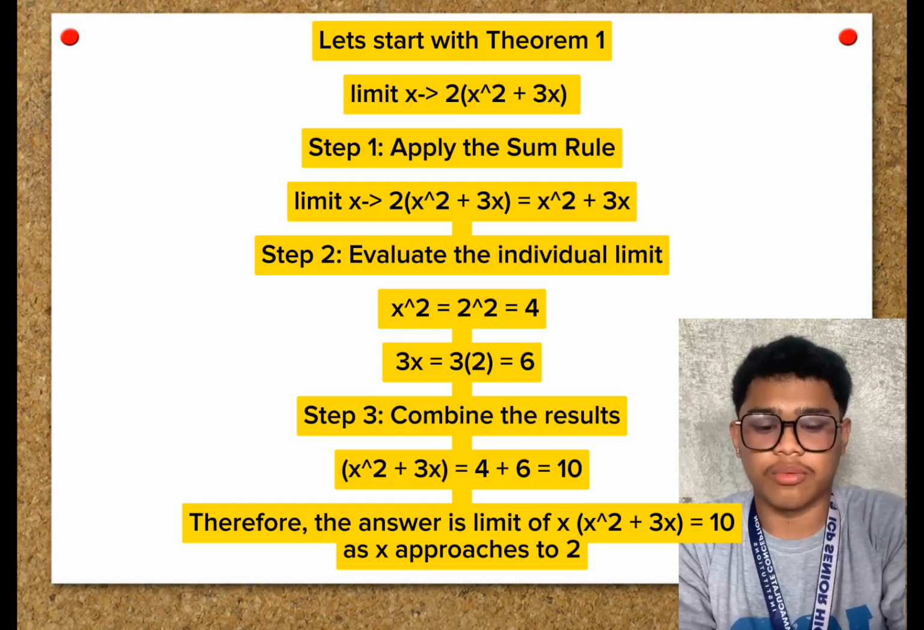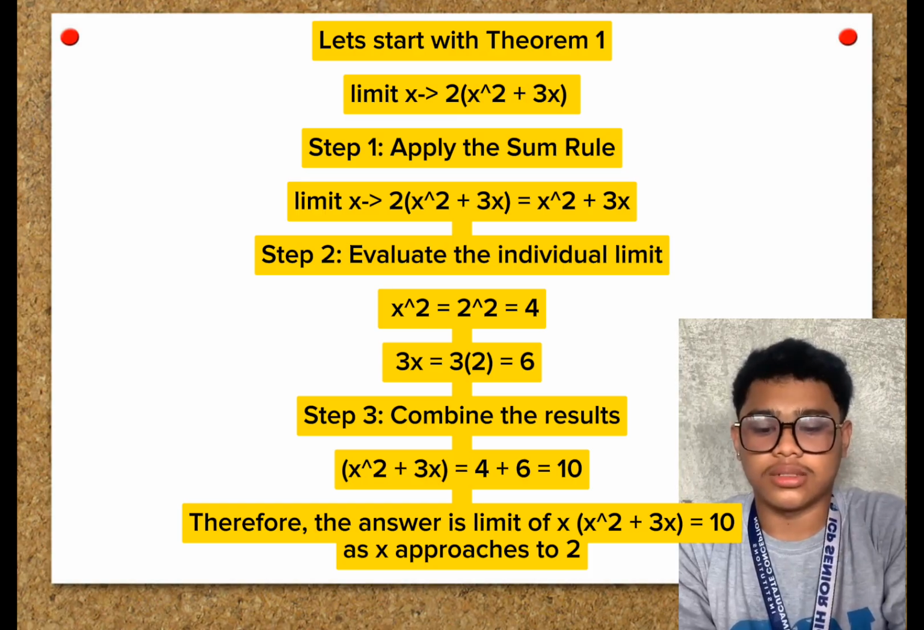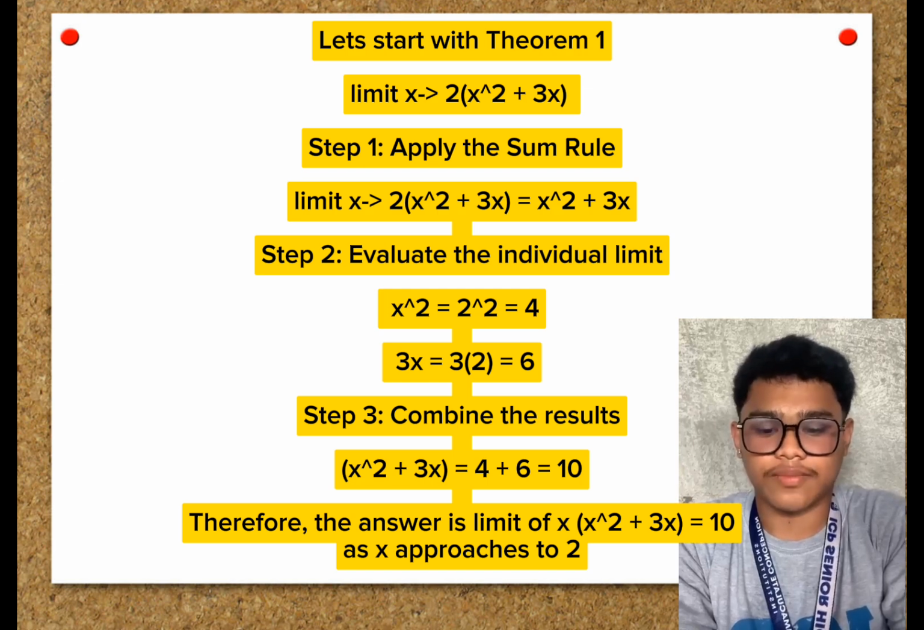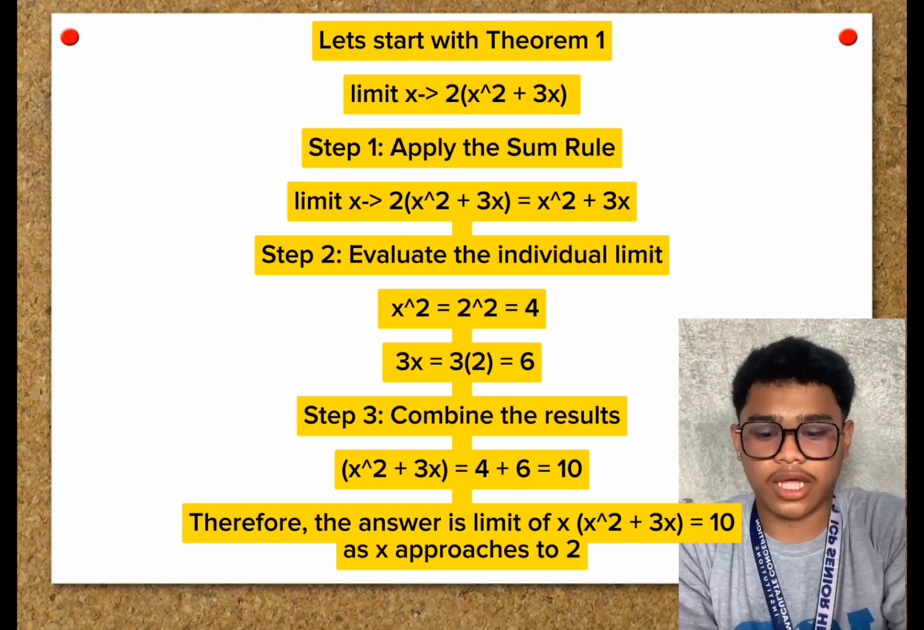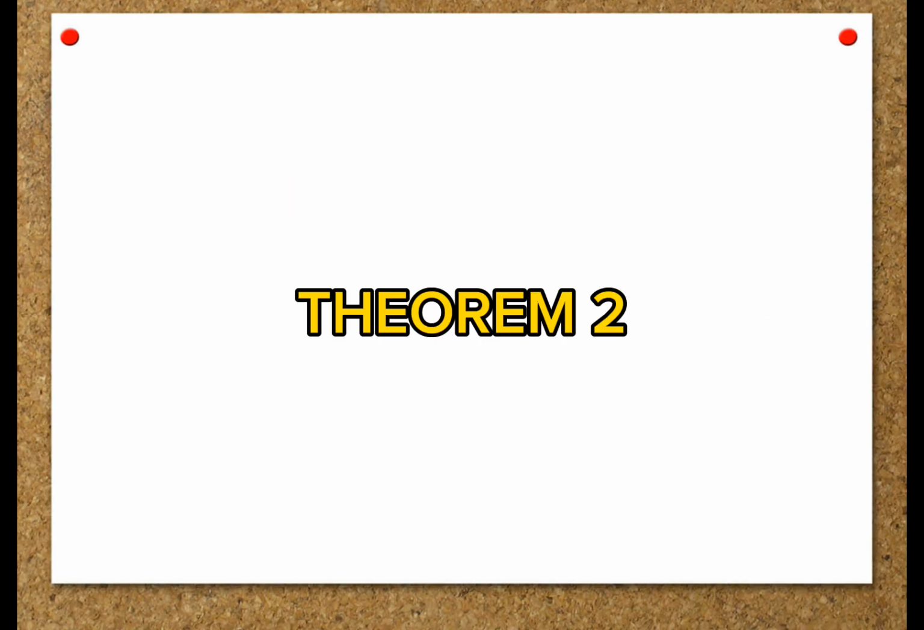Step 3. Combine the results. Substitute the results from step 2 back into the equation from step 1. The limit of x squared plus 3x equals 4 plus 6 equals 10. Therefore, the answer is: the limit of x squared plus 3x as x approaches 2 is 10.